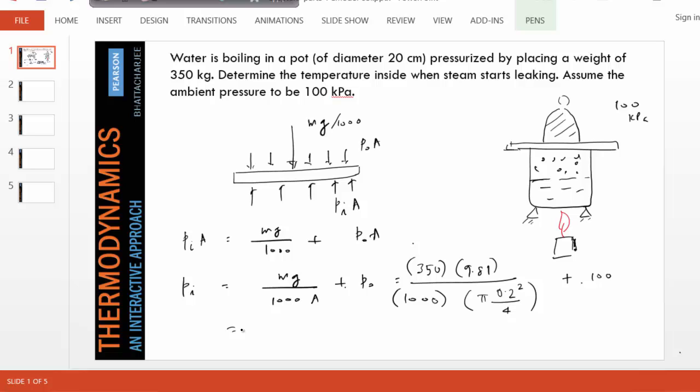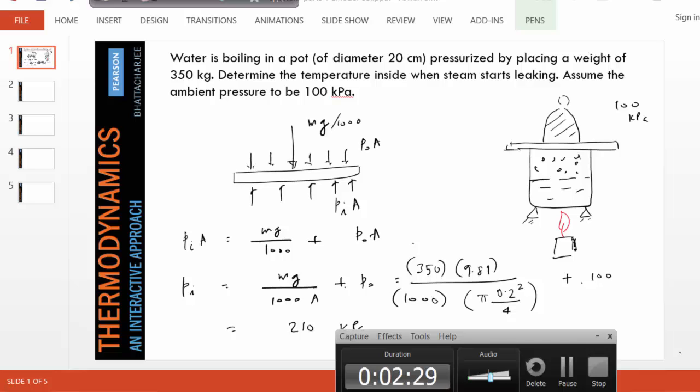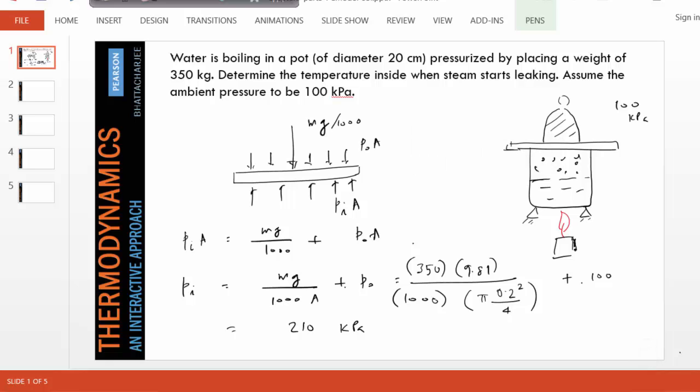If we solve this, calculate this, P, it turns out approximately, I believe, close to 210 kPa. Well, 209 to be precise. So the inside pressure might be 209 kPa when the leakage happens. At what temperature do you think we will have 209 kPa?